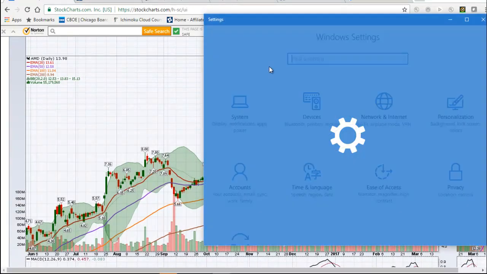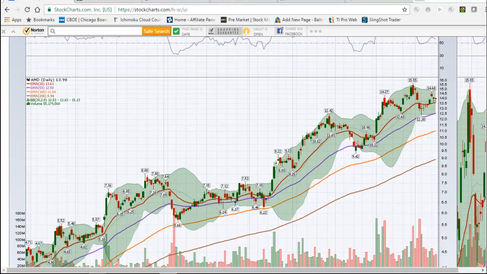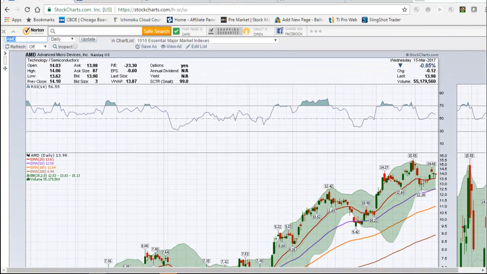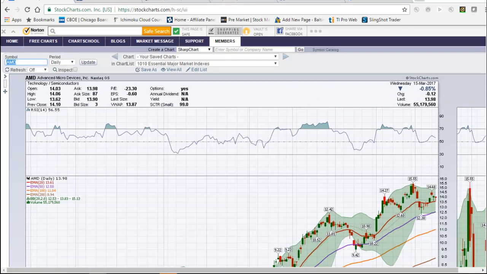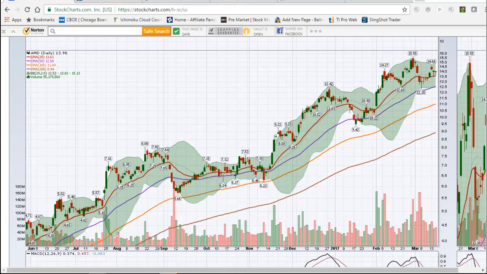Okay, with that in mind, I want to point out a couple things on the daily chart, the weekly chart, and the monthly chart. So for instance, let's say for some reason I wanted to trade AMD. First thing I want to know is, does it have good momentum?